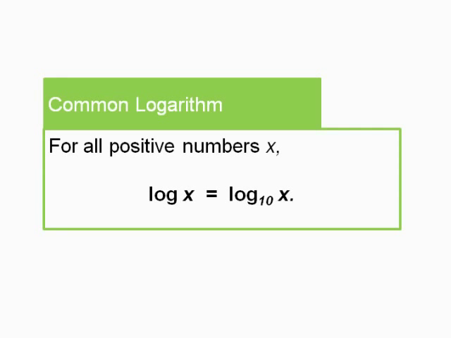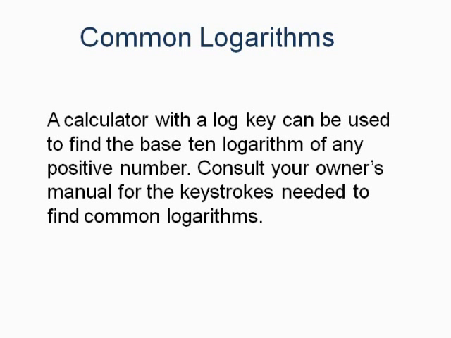All right, so for the common log, as we talked about earlier, if they don't put a base number on the log here, you must know that it is the one your calculator has, log base 10. And why I still say it's because we are 10-fingered creatures, and that's what your calculator knows for logs. So it says here, a calculator with a log key can be used to find the base 10 logarithm of any positive number. So consult your owner's manual for the keystrokes needed to find those common logs.